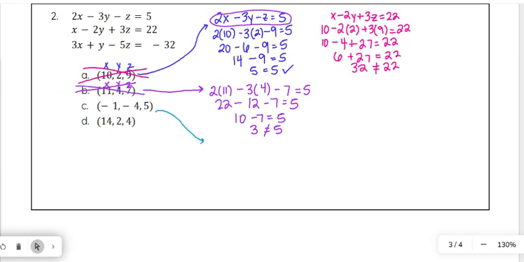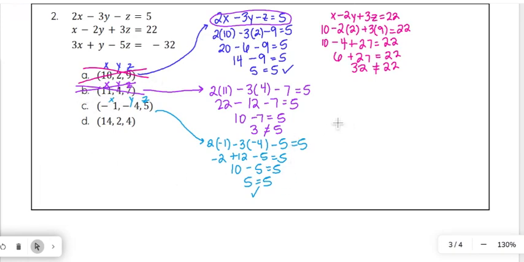So then we go ahead and try C, which is -1, -4, and 5 for x, y, and z. So that's going to be 2 times -1 minus 3 times -4 minus z, which is 5, equals 5. 2 times -1 is -2. -3 times -4 is positive 12. And then we have minus 5 equals 5. -2 plus 12 is 10. Minus 5 equals 5. 10 minus 5 is 5, which does come out to equal 5. So we know that equation 1 works for option C.